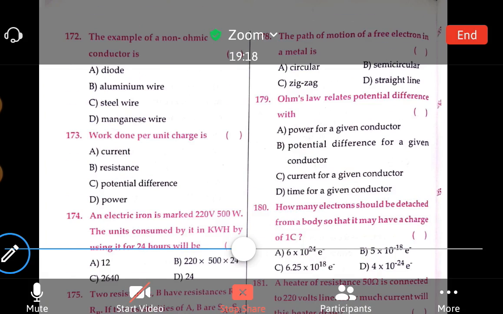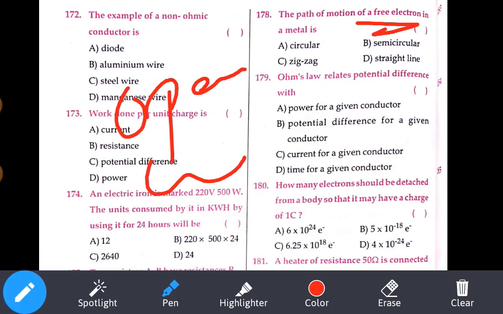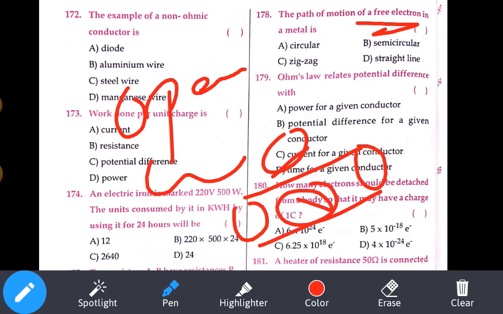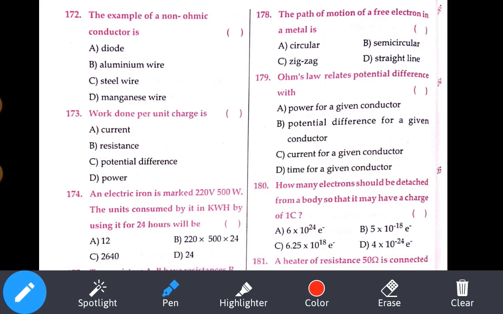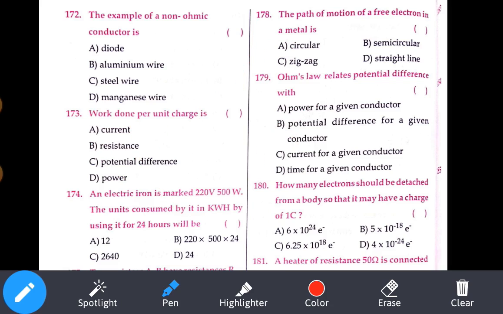Okay. Let's see the 178th question. The path of the motion of the free electrons. If it is free electrons, it is called as our open circuit condition. In open circuit condition, if you take any conductor, the electrons will be moving in random direction, no particular direction. So it is called as our zigzag. Option number C. Ohm's law relates potential difference with. Ohm's law means what? V is directly proportional to I. So potential difference relates with what? Current. Where is that option? Option number C, current for a given conductor.